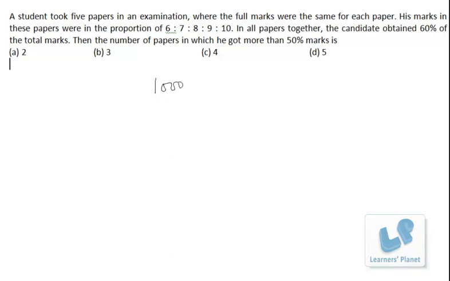Okay. And he is getting 60% of the total marks. So he obtained 600 marks, right? And the marks are in the ratio of 6 is to 7 is to 8 is to 9 is to 10. Consecutive numbers are there.